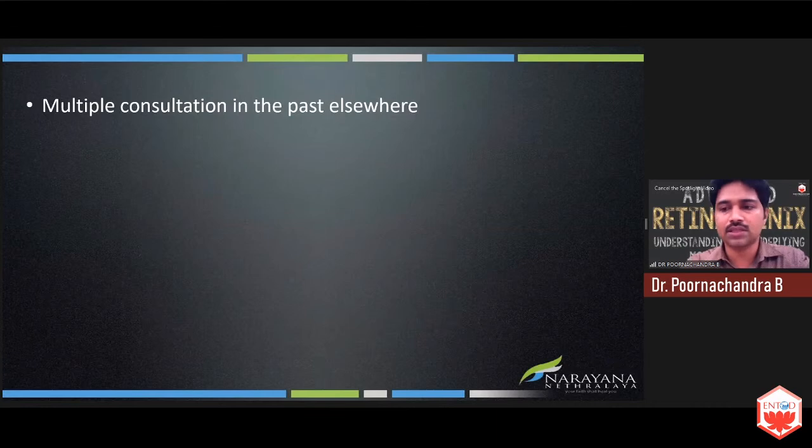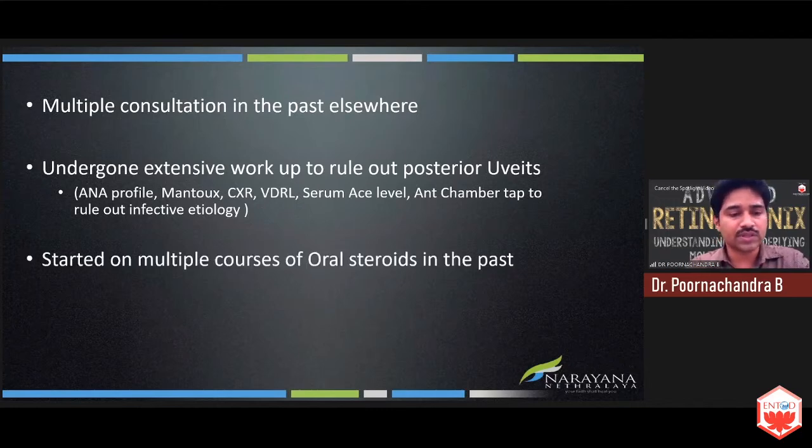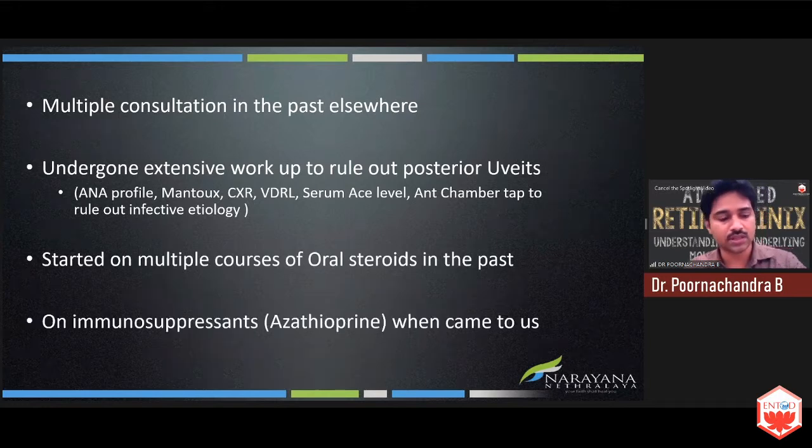When I looked at his past medical records, he had multiple consultations elsewhere. He had undergone extensive workup to rule out posterior uveitis, including ANA profile, Mantoux, VDRL and all that. And someone had even done an anterior chamber tap to look for the viral genome. So he was started on multiple courses of oral steroids in the past, and he was on immunosuppressants, azathioprine, when he came to me.